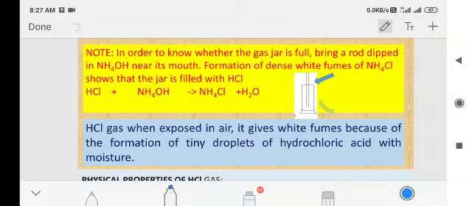So the gas jar which we use, sometimes we may get confused whether the jar is filled with HCl or not. So we are doing all this experiment only for the collection of HCl. So you need to know whether the jar is filled with HCl. So for that, what we are doing is we'll take a glass rod, and we will dip it in NH4OH.